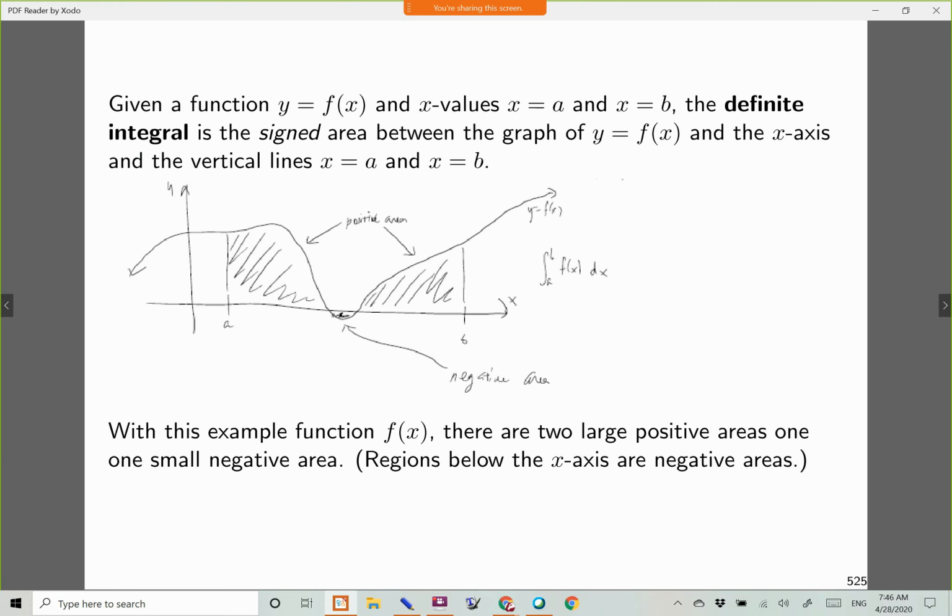The main new thing that we looked at yesterday, and the thing that I want you to practice today, is if you're given a function. I've stated this just ever so slightly differently and provided a new picture. Given a function, y equals f of x, and two x values, x equals a number a and x equals a number b, then the definite integral is the signed area between the graph of the function and the x-axis. The graph of your function always passes a vertical line test.